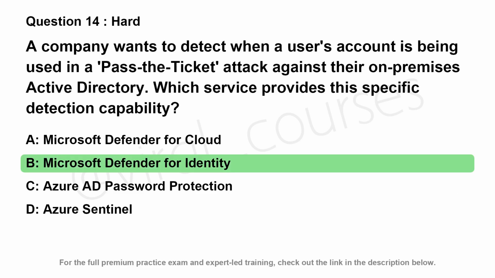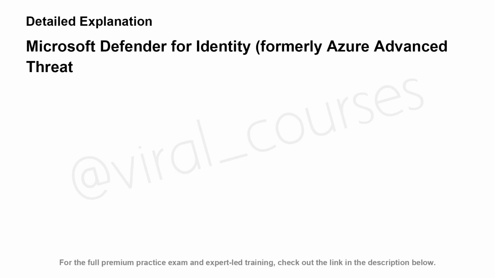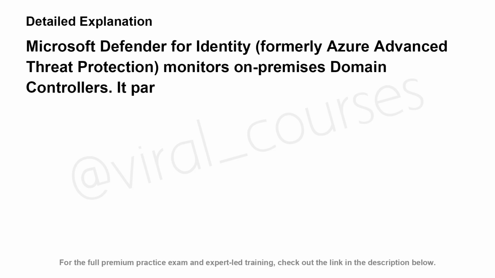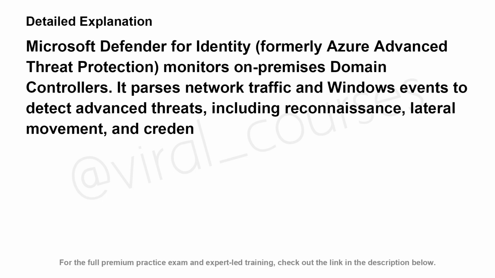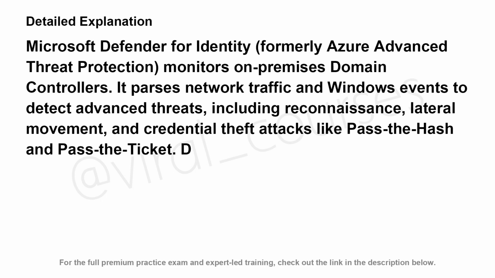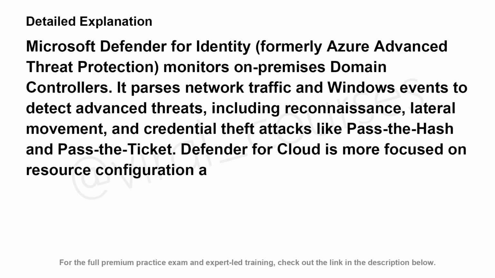The correct answer is B. Microsoft Defender for Identity, formerly Azure Advanced Threat Protection, monitors on-premises domain controllers. It parses network traffic and Windows events to detect advanced threats, including reconnaissance, lateral movement, and credential theft attacks like pass-the-hash and pass-the-ticket. Defender for Cloud is more focused on resource configuration and VM-level security.